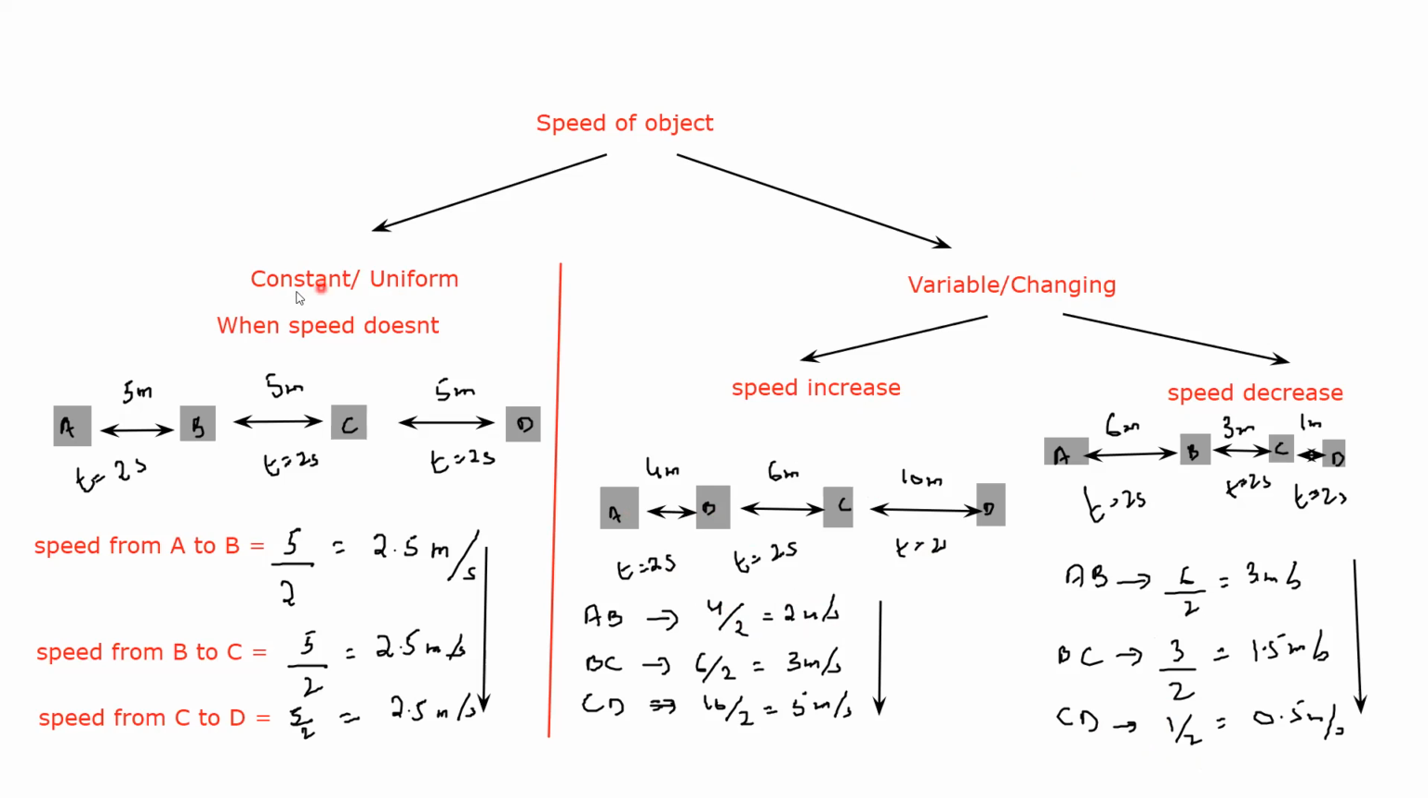The terms constant and uniform are the same thing. When the speed is not changing, you can say the object is moving with a constant speed or the object is moving with a uniform speed. These are the same terms used for explaining the idea that the speed is not changing. Yes, Saim Ahmed, they are both the same. There is no difference between them.